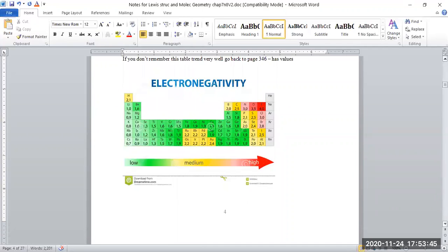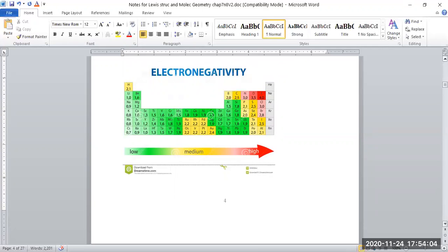So look at fluorine there. Like I said, fluorine is king. It is the electron hog. Fluorine has the perfect score of 4.0. It is the best at keeping electrons close to itself.